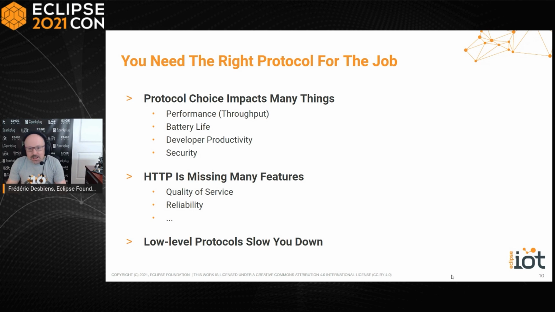And there's the fact that HTTP is missing many features that are supported by those protocols, like quality of service, guaranteed reliability, etc. And I will tell you a bit about those features as we cover each of the protocols. But ultimately, the number one reason why you need to pick one of those protocols instead of just plain TCP or plain REST for your IoT project, if you're a Java developer, is really that low-level protocols will slow you down in the literal sense, because most of those protocols offer higher throughputs than plain REST and plain TCP.